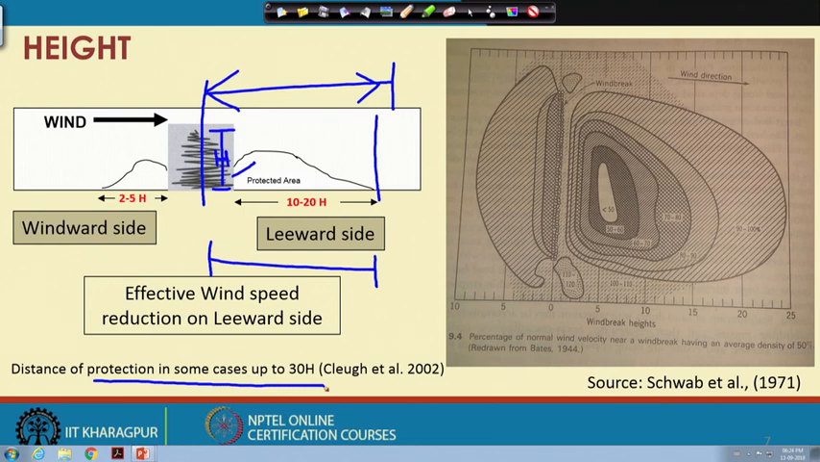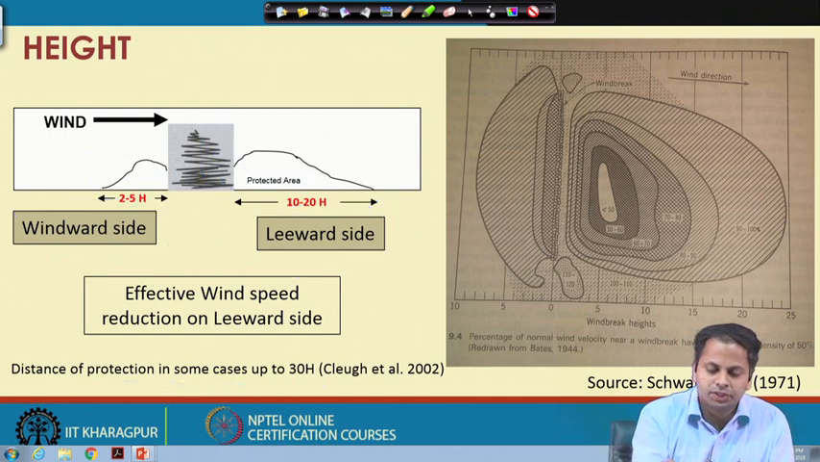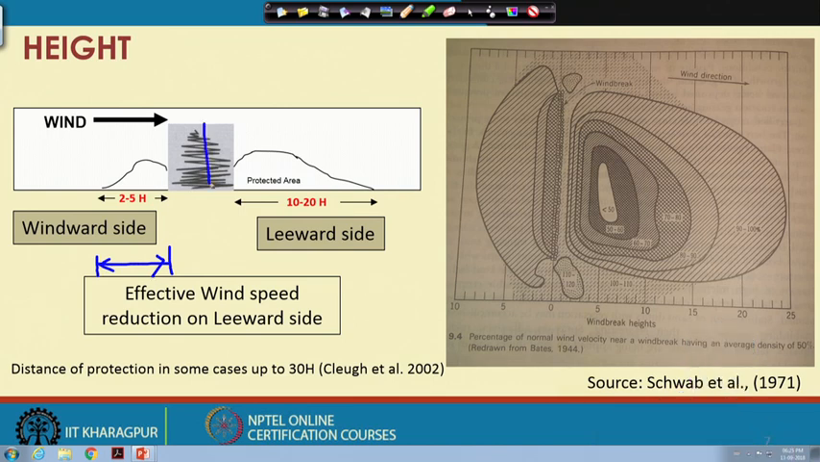Not only on the leeward side, but on the windward side also we can see a reduction in the wind speed, and this reduction can be visible up to a length of 2 to 5 times the height of the windbreak. So, both on the windward side and leeward side we can see the effective wind speed reduction. But here we are planning for the leeward side.